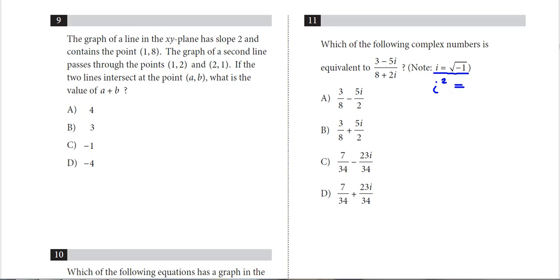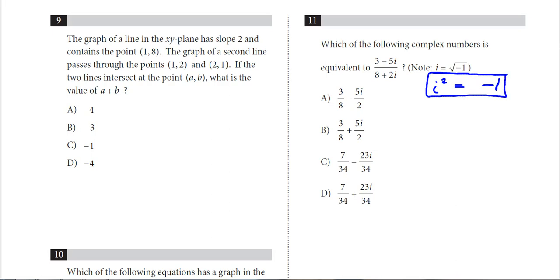i squared is just when you take the square root of negative 1 and you square it or multiply it by itself. And actually, squared and square root are inverses of each other. They're opposites, so basically they cancel each other out. So when you square it, you just end up with negative 1. That's probably the most important thing I'd like you to remember, that i squared equals negative 1. I think that's going to be very helpful.